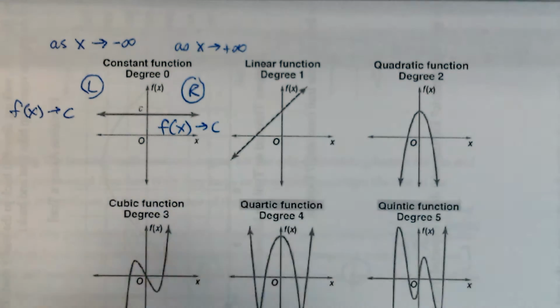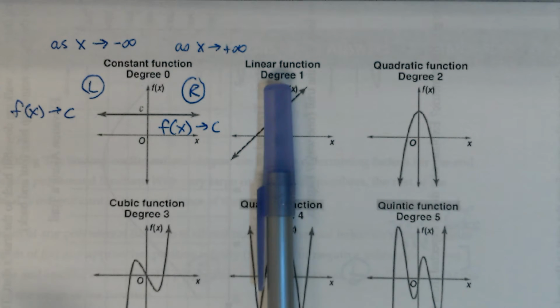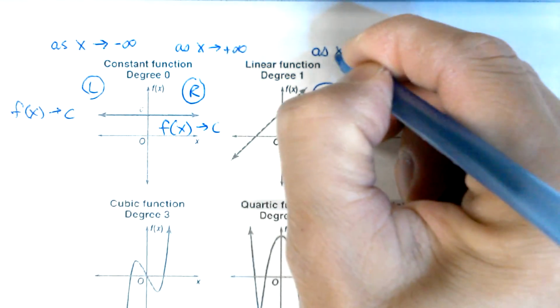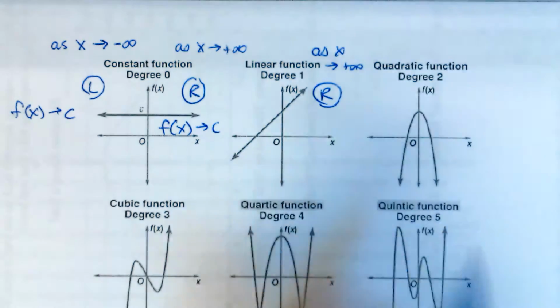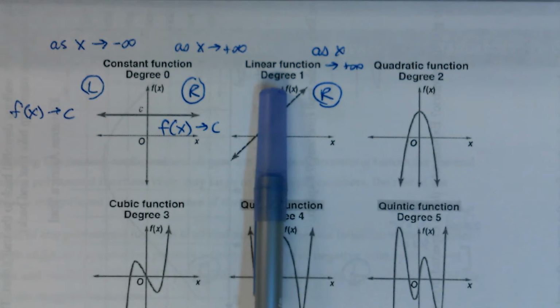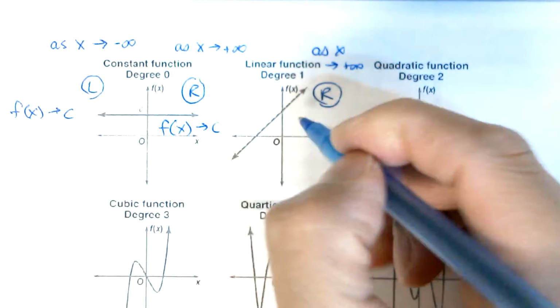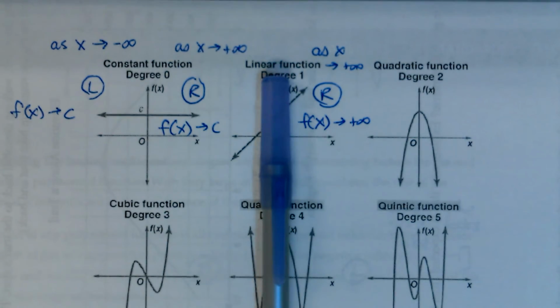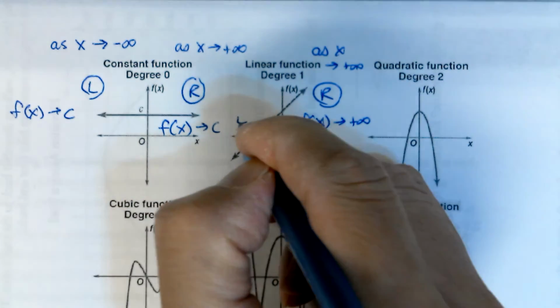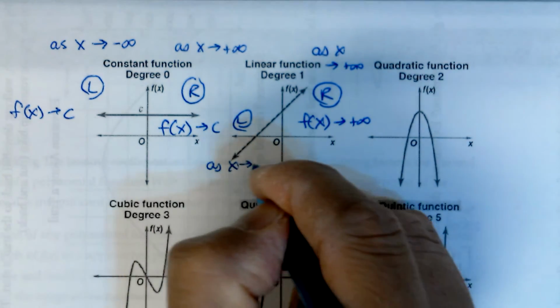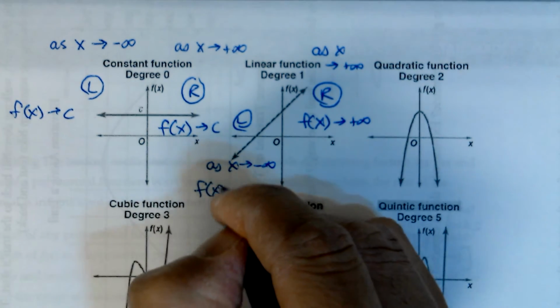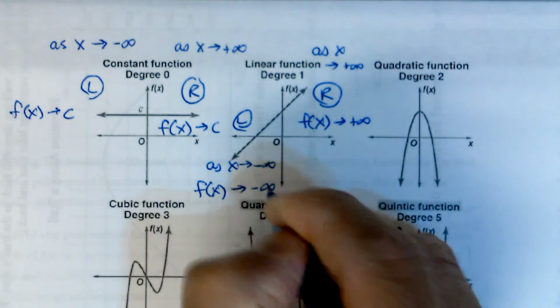For the linear function, the second one here, if we cover up the middle part of the graph, we'll see what happens to the left and to the right again. Let's go with the right hand side this time. As x approaches positive infinity, the graph continues to increase farther and farther up. So we say f of x approaches positive infinity. On the left hand side, as x approaches negative infinity, the graph goes farther and farther down. We say f of x approaches negative infinity.